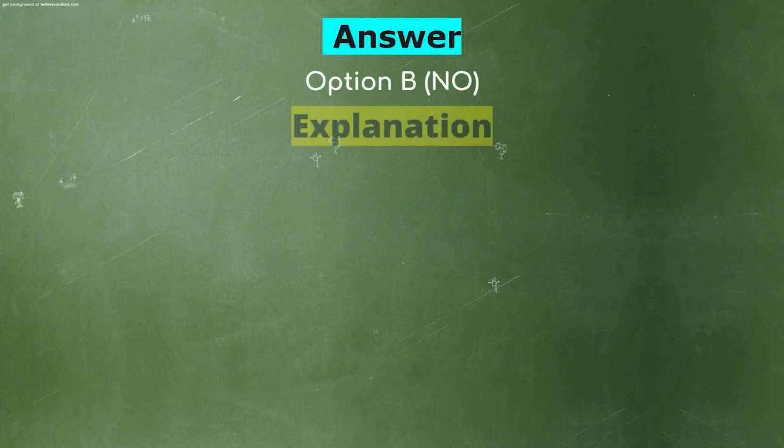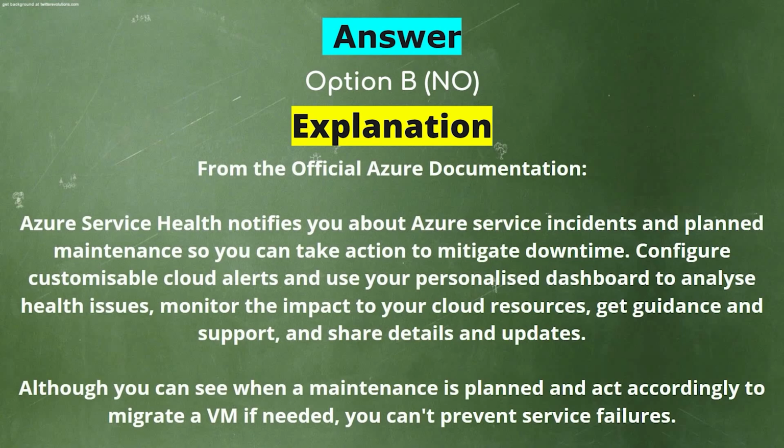No. Explanation. From the official Azure documentation, Azure Service Health notifies you about Azure service incidents and planned maintenance so you can take action to mitigate downtime. Configure customizable cloud alerts and user personalized dashboard to analyze health issues, monitor the impact to your cloud resources, get guidance and support, and share details and updates. Although you can see when a maintenance is planned and act accordingly to migrate a VM if needed, you can't prevent service failures.